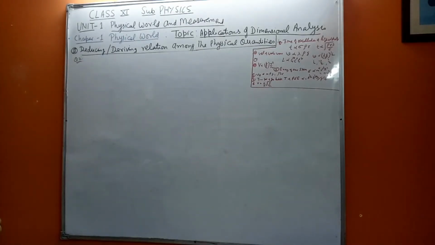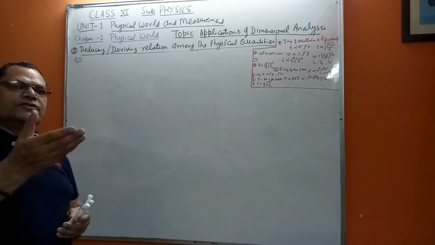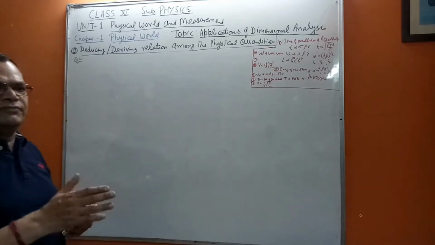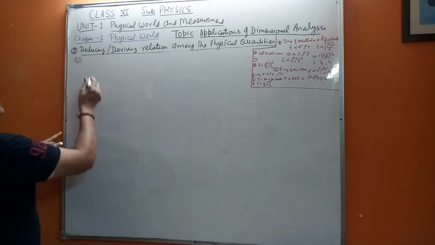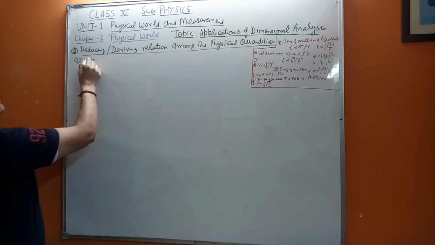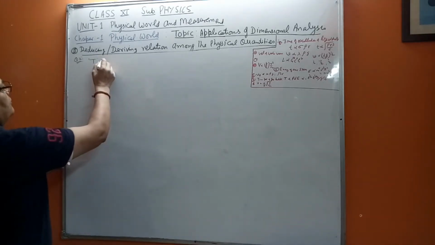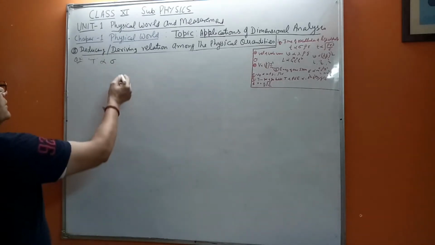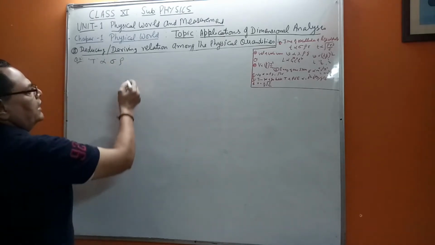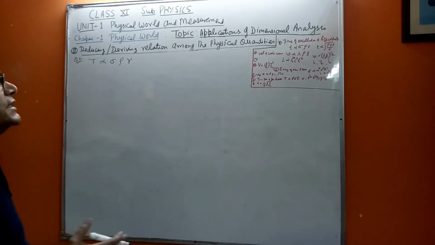So we can say the time of oscillation of a liquid drop. Whenever there is a liquid drop, it also vibrates, and whenever there are vibrations there will be a time period. So there is a question: the time period of a liquid drop which is vibrating depends on the surface tension of the liquid, the density of the liquid, and of course the radius of the tube in which the liquid drop is oscillating.